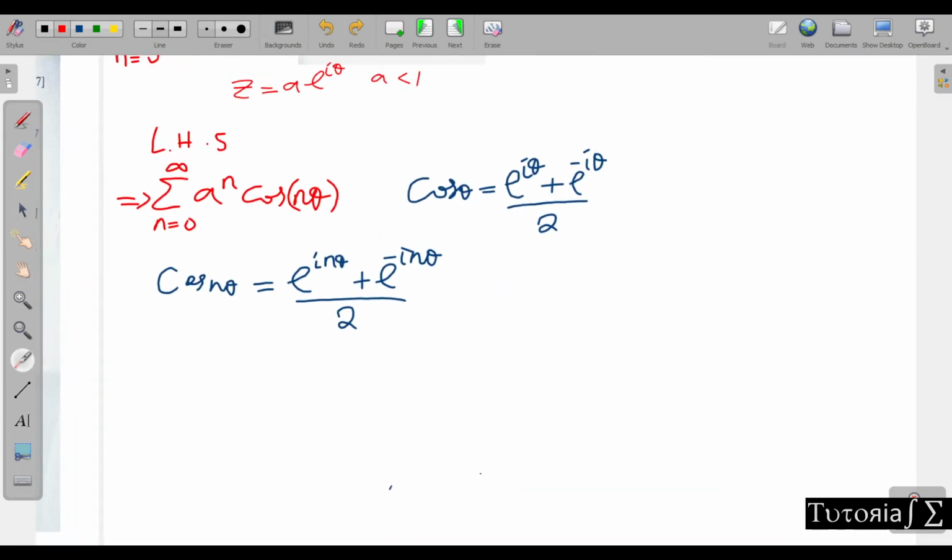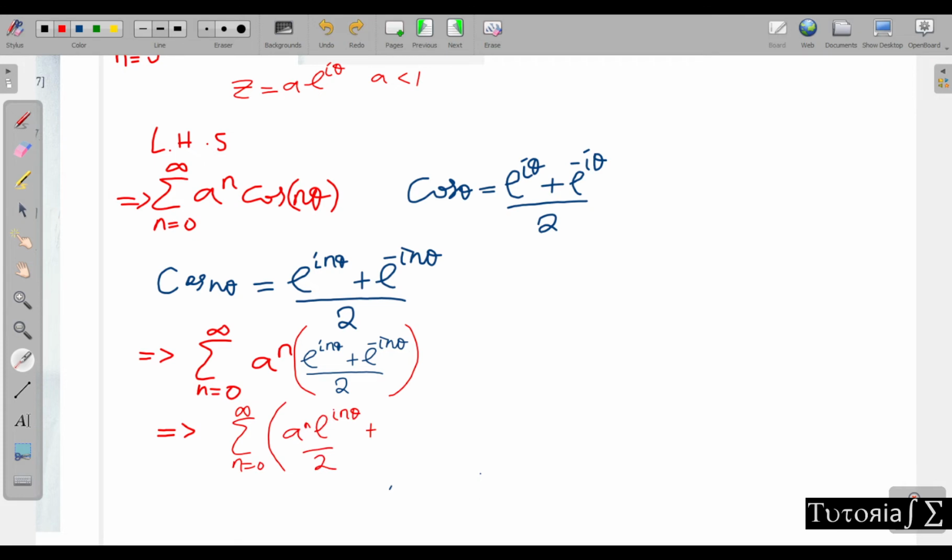So replacing this with that, we get, and from here we're going to distribute the a to the n times this, the a to the n times that. And the other thing is that this 2 applies to both of these terms. So this can be written as e to the i n theta over 2 plus e to the negative i n theta all over 2. And we can distribute a to the n like that, which will give us that. So this times this will give us that, this times this will give us that.